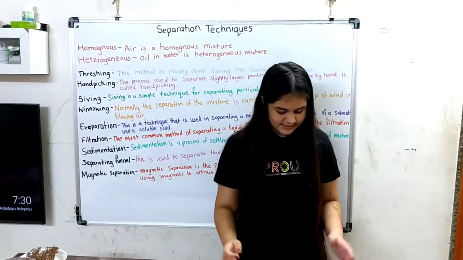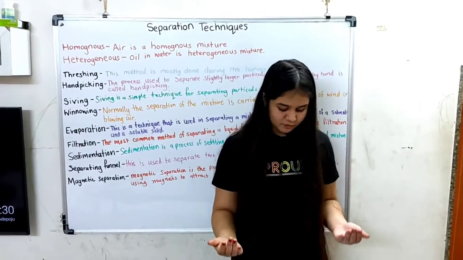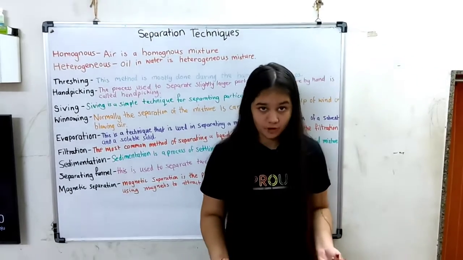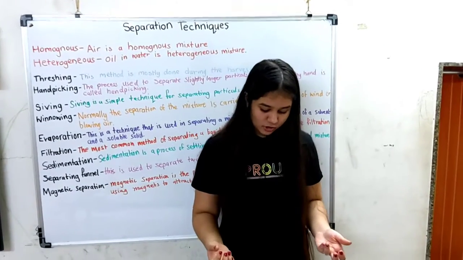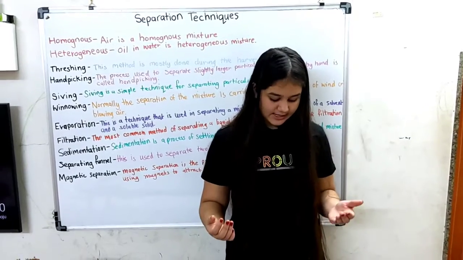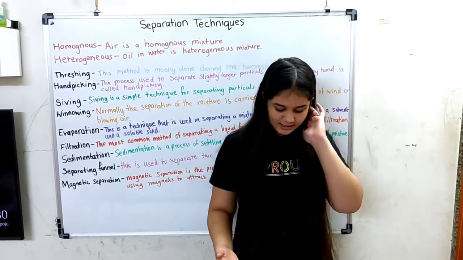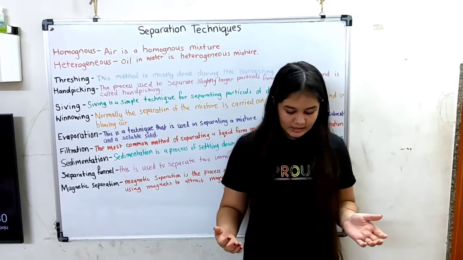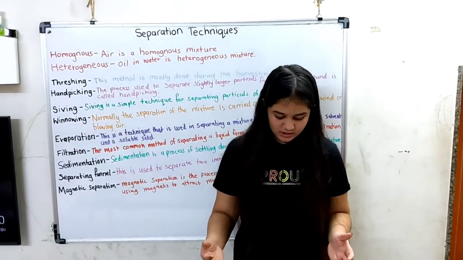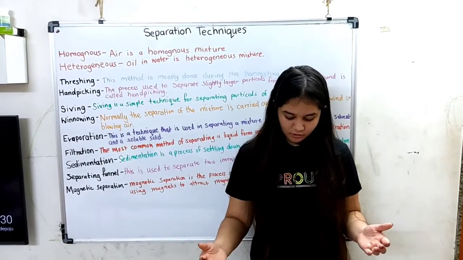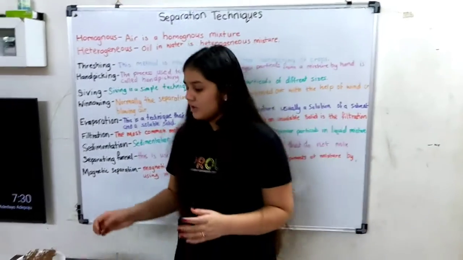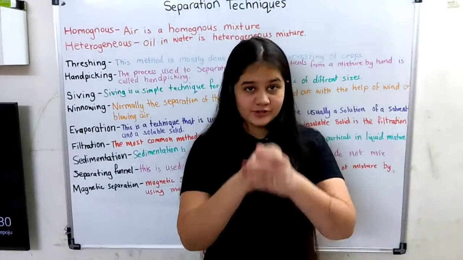First of all, what is threshing? This method is mostly done during the harvesting of crops. Normally, the stalks of wheat are dried once it is harvested. The grain is then separated from the dried stalks by beating them, and the grains are ground into flour. Right now I don't have a stalk of wheat so I can't show you.